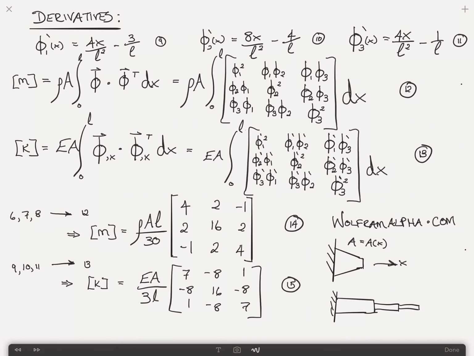All right. Now, let's talk about the modeling and assembly of this element.